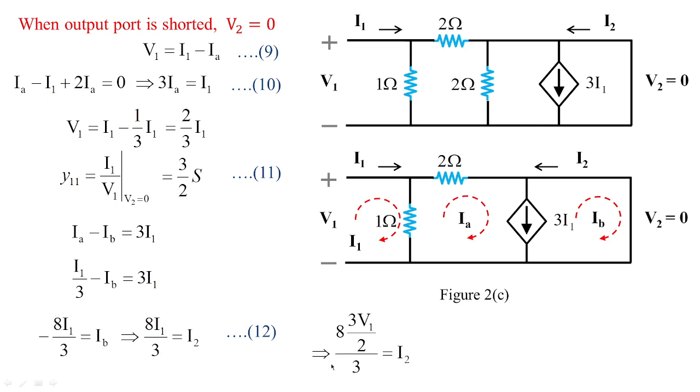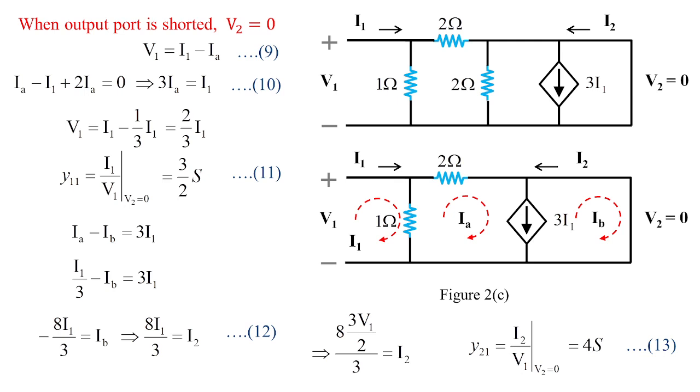In fact, when you substitute this I1, you observe here IB is nothing but equivalent to minus I2. This is the catch over here. Don't get confused over this equation 12. IB is equivalent to minus I2. That's why we got 8I1 by 3 is equal to I2. And just I1 we have replaced with 3V1 by 2, so that I can get the values of I2 divided by V1, so that Y21 will be equivalent to 4 Siemens.